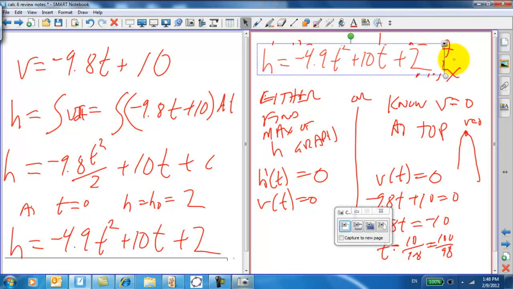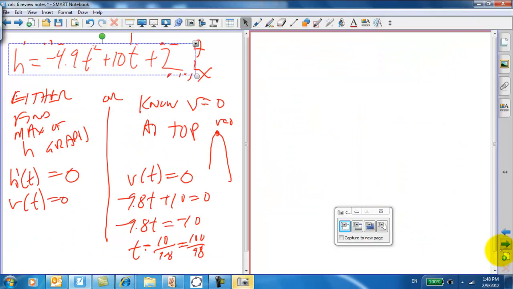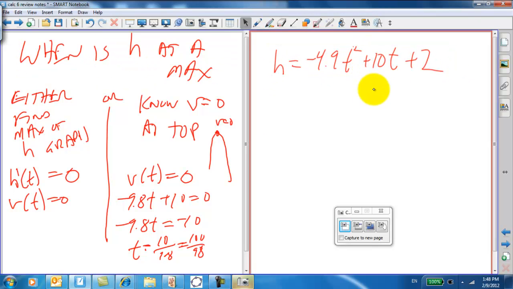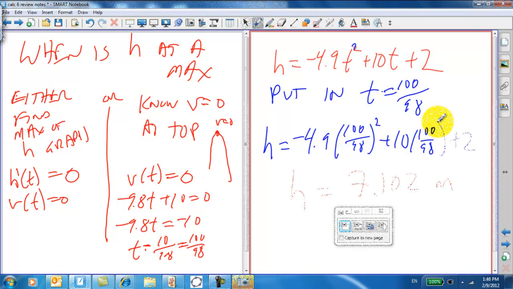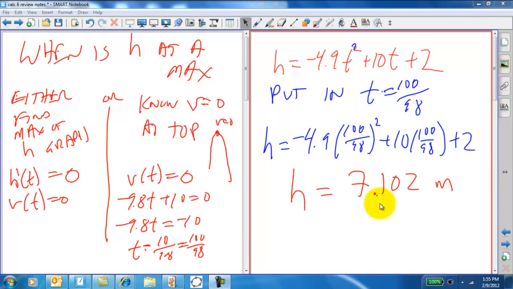Okay. And let's move that to the next page where we have a little more room. And put in t equals 100 over 98. And this is best done in the calculator. You could do synthetic division, but with that 198, that's going to be a pain. So height equals negative 4.9 times (100 over 98) squared plus 10 times 100 over 98. Okay, and we end up with a height of 7.102 meters.